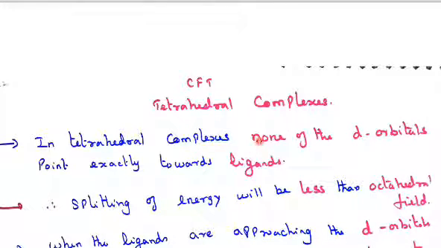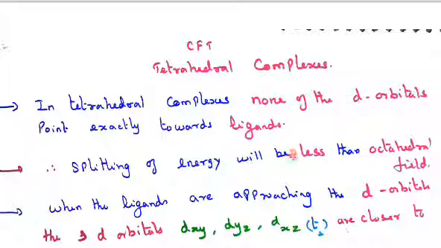Welcome back to the next topic, tetrahedral complexes in CFT. In tetrahedral complexes, none of the d orbitals point exactly towards the ligand. This is one of the drawbacks of the CFT. So the net splitting of the energy will be less than in the octahedral field.